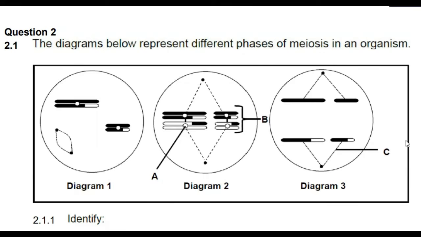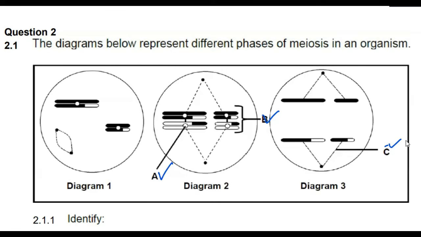Here you are seeing diagrams. What comes into your mind is the kind of phases which this diagram is indicating. What is C? C is the spindle fibers. What is B? Because there are two chromosomes of the same size and structure, it is a homologous chromosome. Then the joint between two chromatids of the same chromosome is a centromere.